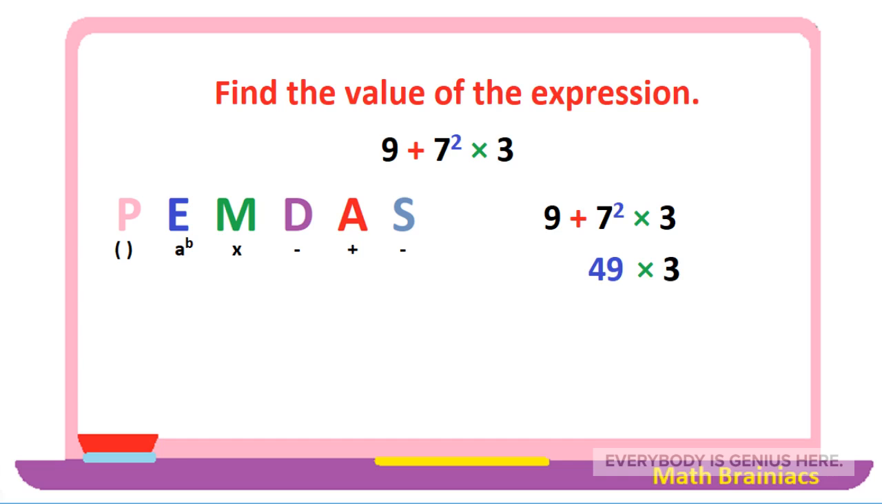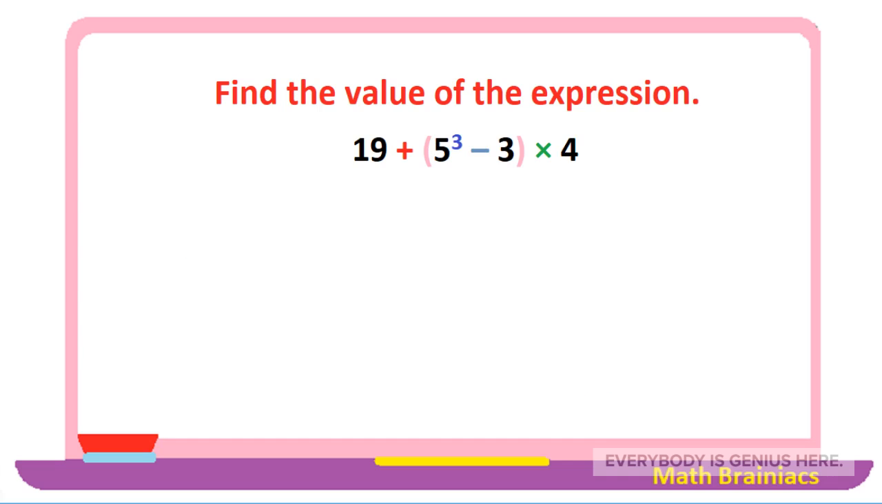Then we can work on multiplication. 49 times 3 will give us 147. After multiplication, there is addition, so we're going to add 9 to 147. Correspondingly, it will give us 156. It is easy, right? Let us work on another example so that you can hit it off.